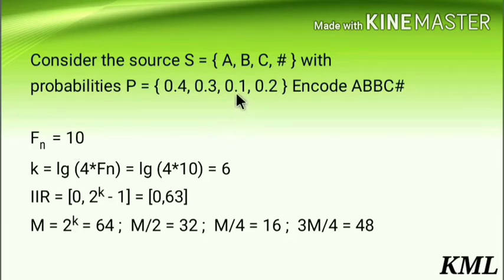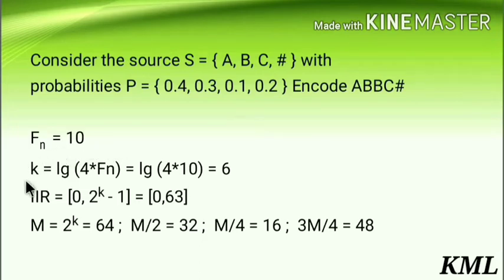Now suppose this was 0.01. What would have been your fn? Your fn would have been 100. Why? Because to convert 0.01 into an integer value you will have to multiply that number by 100. Here your minimum probability is 0.1, so the minimum value that you have to multiply by to convert it to an integer value is 10. I hope you got how to calculate fn.